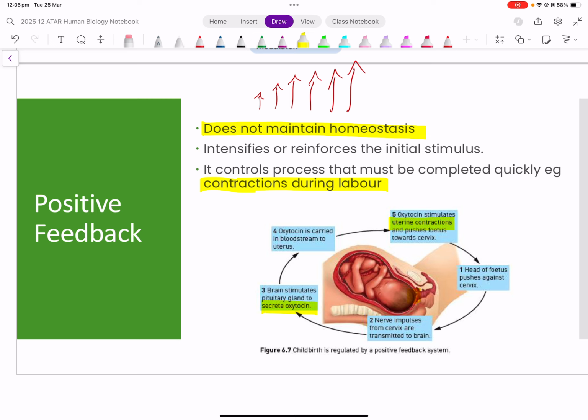So this positive feedback mechanism is always going to lead to a real intensification of that original stimulus. It will not last forever. It will always meet a natural resolution, which in the case of childbirth here is the child being passed out through the birth canal.